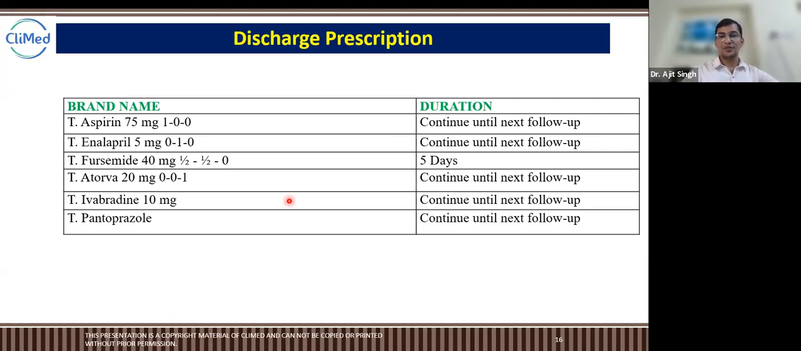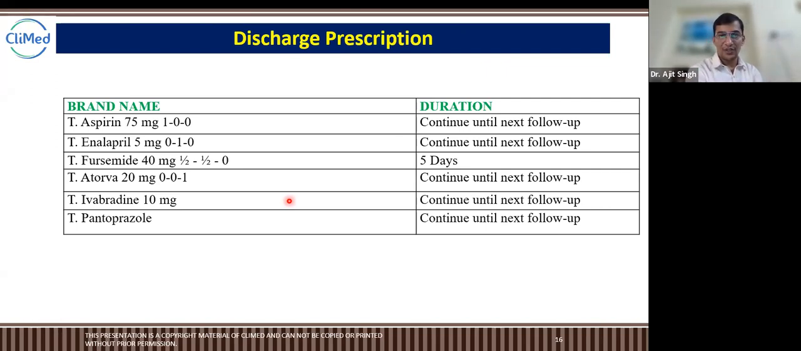And then pantoprazole for a few days till next follow-up. Why pantoprazole? Usually that is the tradition, but scientifically we give it with aspirin, because aspirin is known for generating gastritis. Okay, so that was the discharge prescription. Now we are done with this.